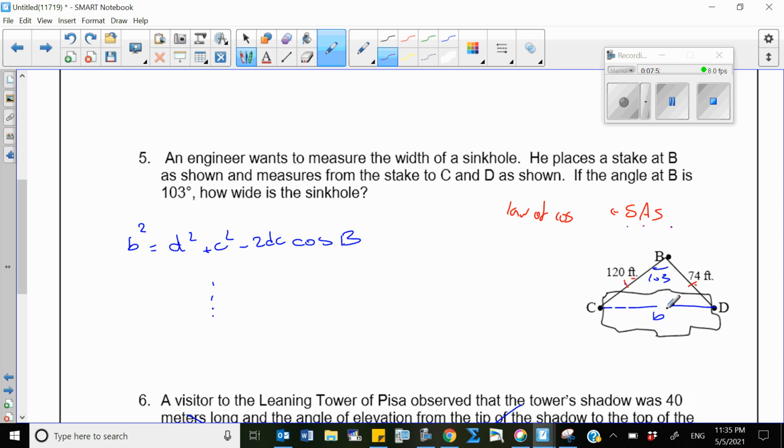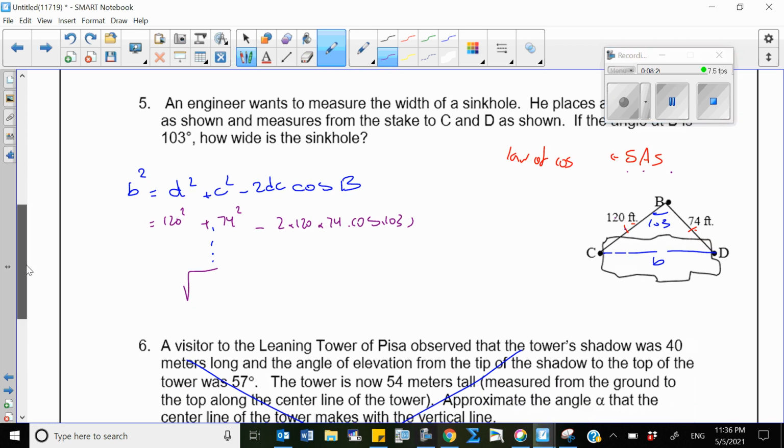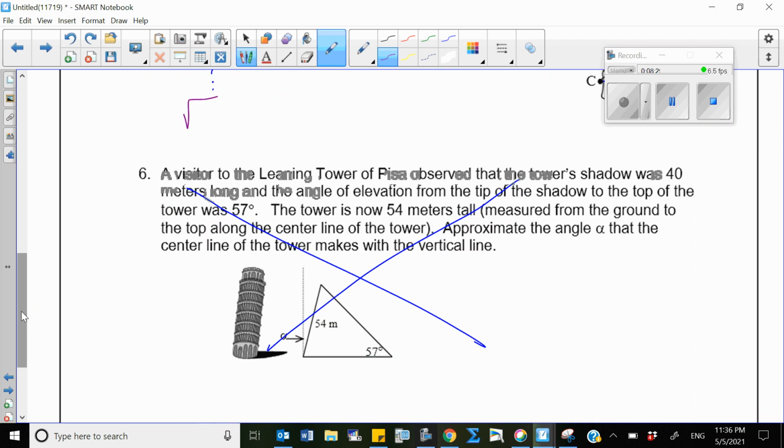And it's going to be equal to the other two sides, D squared, which is 120, plus C squared, which is 74 squared, minus 2 times 120 times 74 times cosine of 103. Then I'm going to leave the rest for you to solve and find the value of B. Don't forget to take the square root of the answer once you get this. We're not going to work on question number 6, and let's go to the next one.